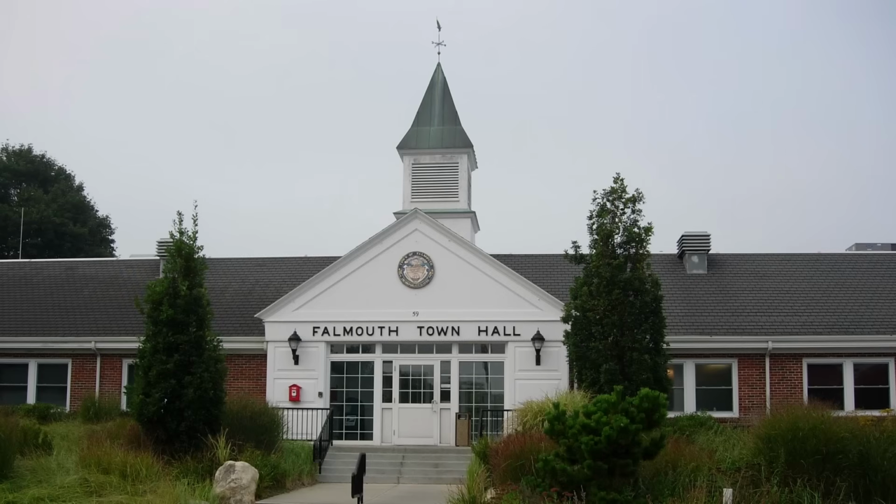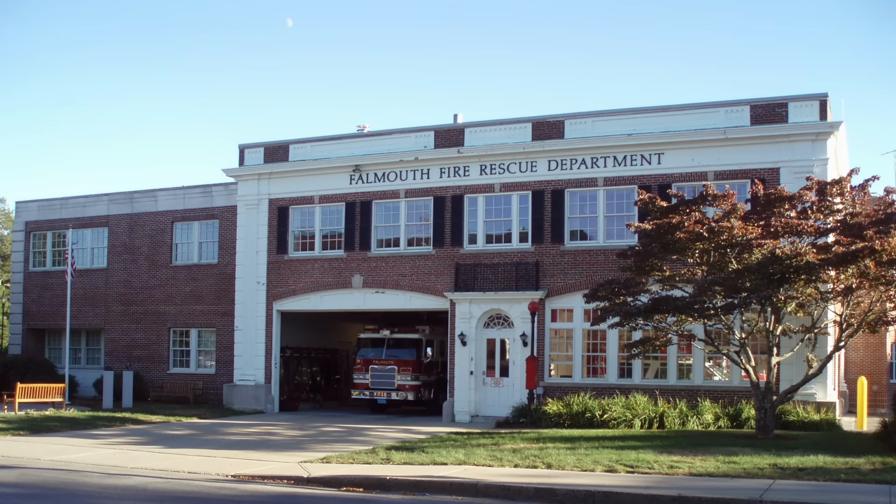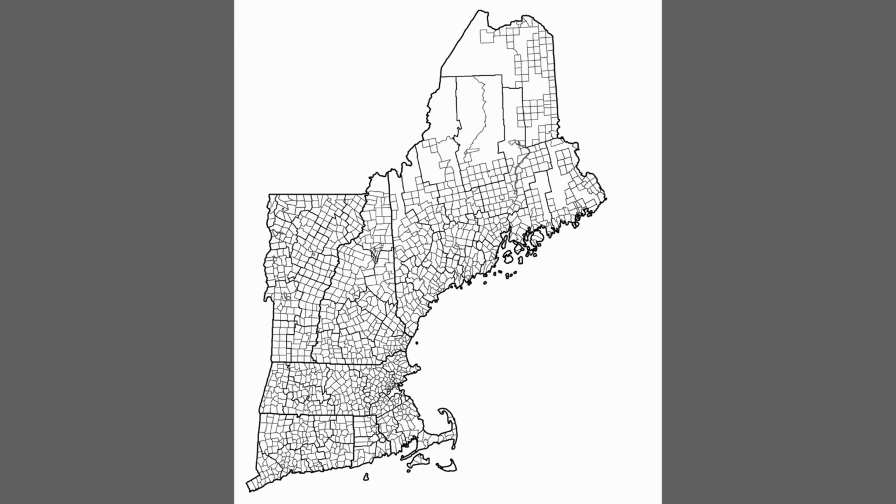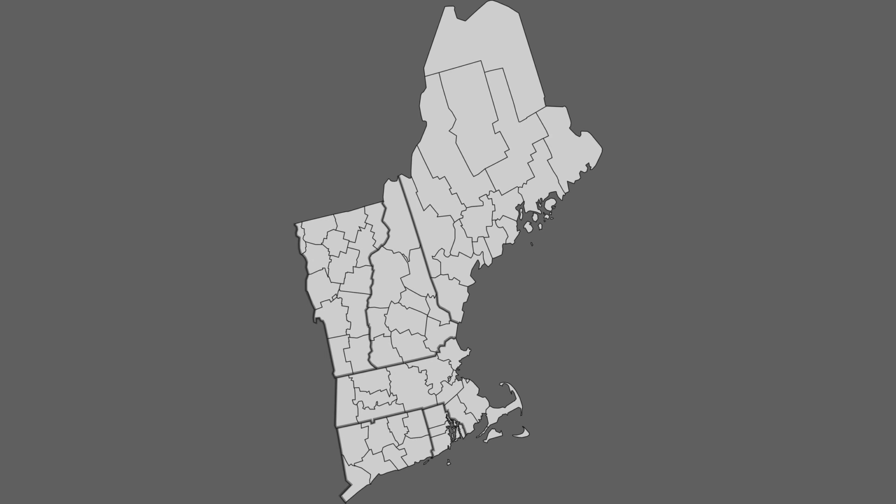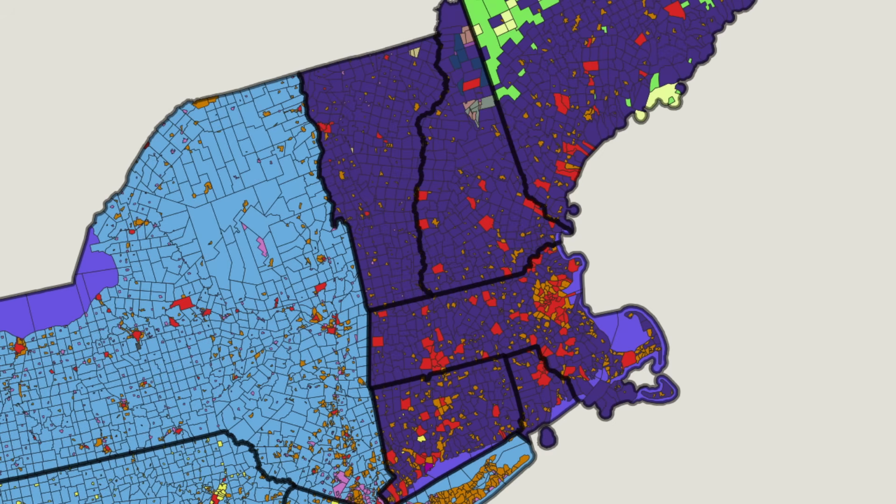They are legally incorporated, although weirdly they're not considered incorporated by the Census Bureau, and they have full governmental functions, including their own police and fire. Now, something interesting about New England is that their counties are basically not used. So instead, these towns and their cities are much more important governments than their county governments.